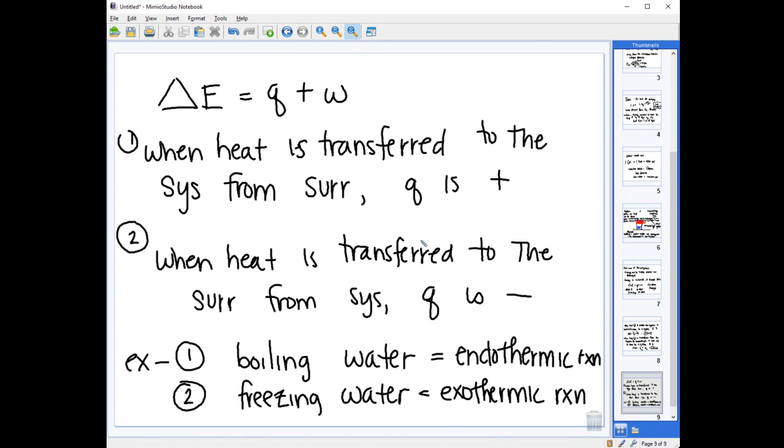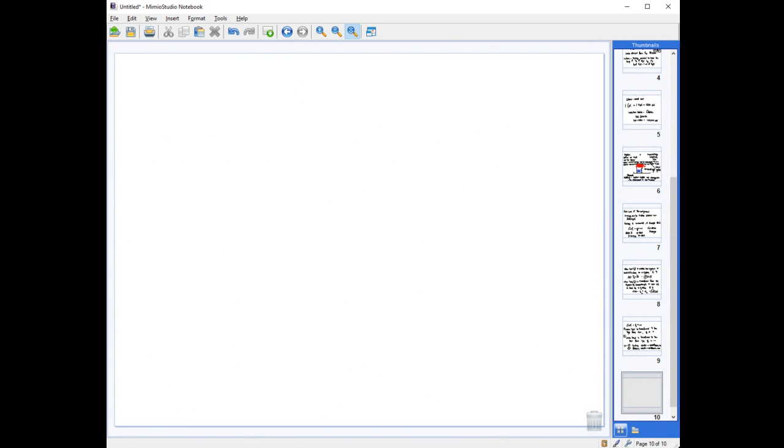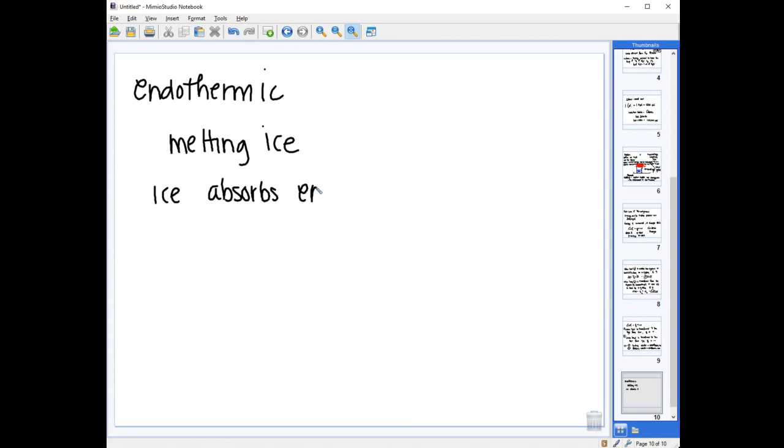Let me go to another page and give you another example. Another example of an endothermic reaction, and I think this may help make a little more sense, would be melting ice. If you leave a piece of ice out on your counter, it's going to absorb energy. That ice absorbs energy from its surroundings, and we don't necessarily have to add any heat to it through a flame or anything like that. Just the room temperature air is going to be warmer than that ice. And so ice is absorbing energy from its surroundings, from the countertop, for instance.